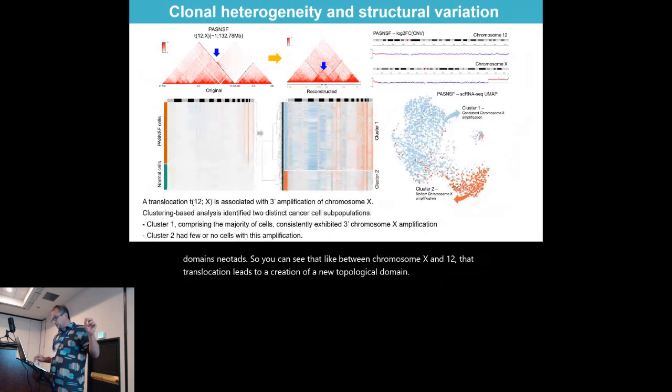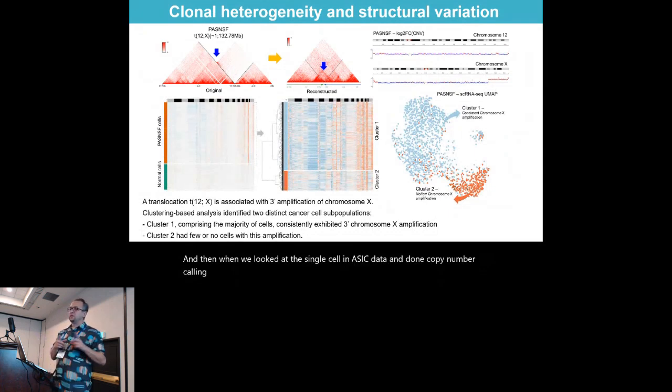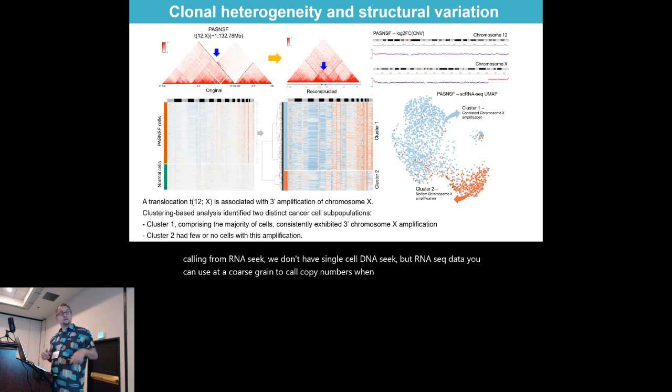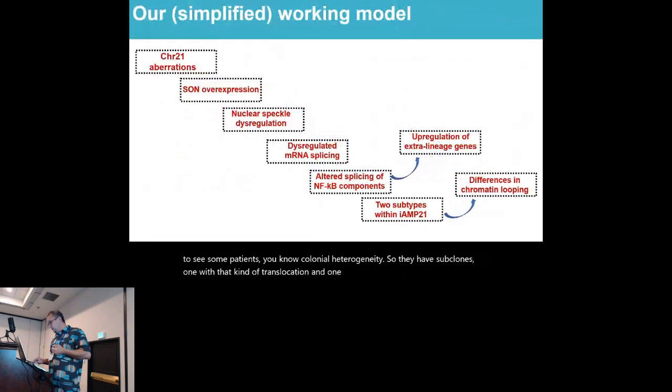And then we looked at the single-cell RNA-seq data and did copy number calling from RNA-seq. We don't have single-cell DNA-seq, but RNA-seq data you can use at a coarse grain to call copy numbers. When we looked at it, we were able to see some patients have clonal heterogeneity. So they have subclones, one with that kind of translocation and one without.